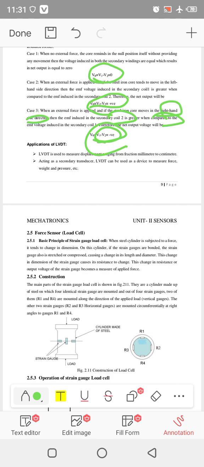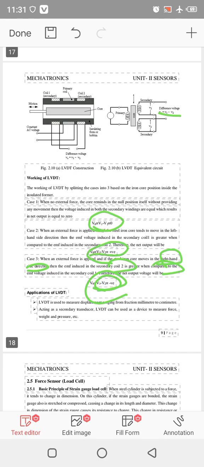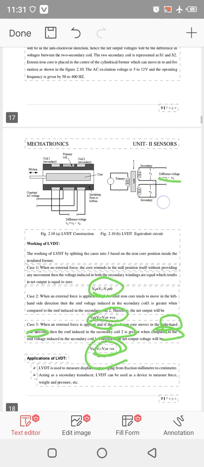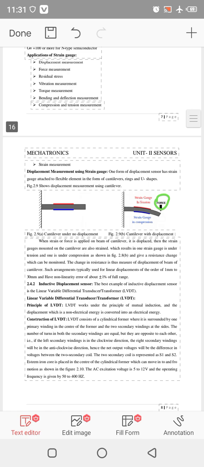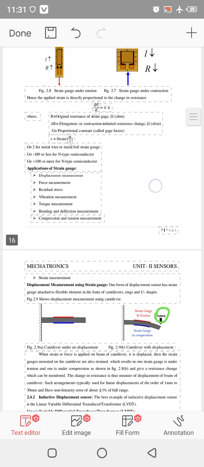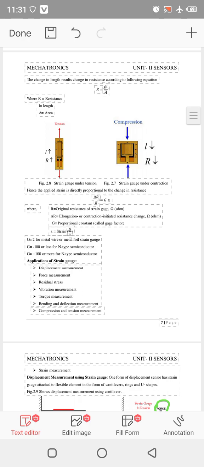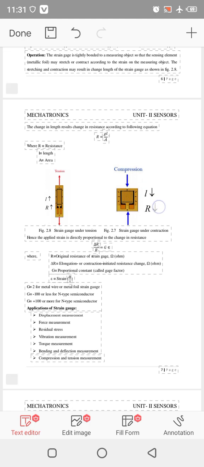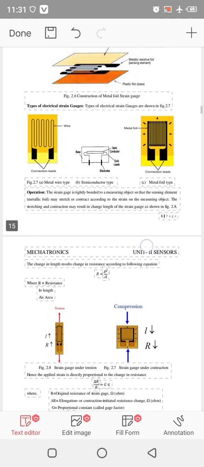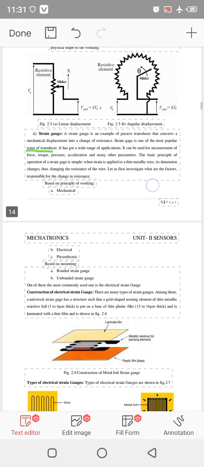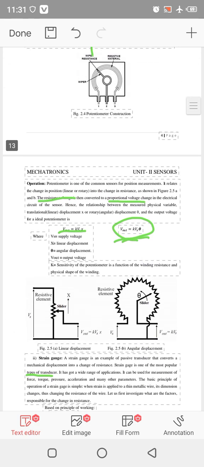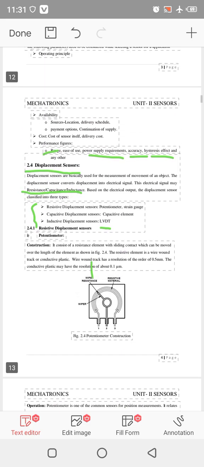We have seen the applications of LVDT, the working principle of LVDT, its construction, and about the strain gauge, the application of strain gauge, and the relation between resistance and length, area, and resistivity. We also saw the construction of strain gauge and about potentiometers, linear and rotational.